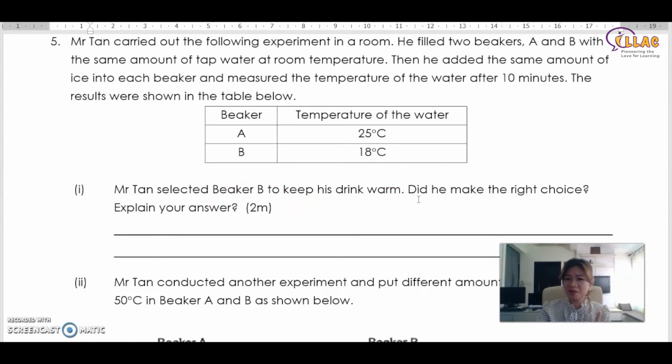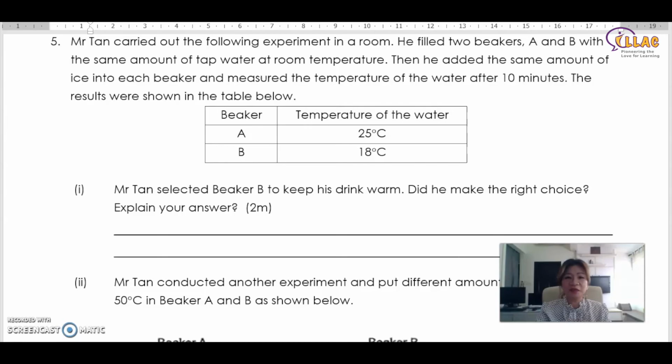Is it the same thing if you want to keep things cool or if you want to keep things warm? Do you choose the same kind of material? Yes, you do. Because basically, to keep things warm or to keep things cool, you do not want heat to travel either from outside to inside or inside out, right? So you do not want heat to travel, therefore you need a poor conductor of heat. And B is definitely one because B managed to keep the water cool. If it keeps the water cool, it will be able to keep the water warm. Okay, so did he make the right choice? Yes, he made the right choice.